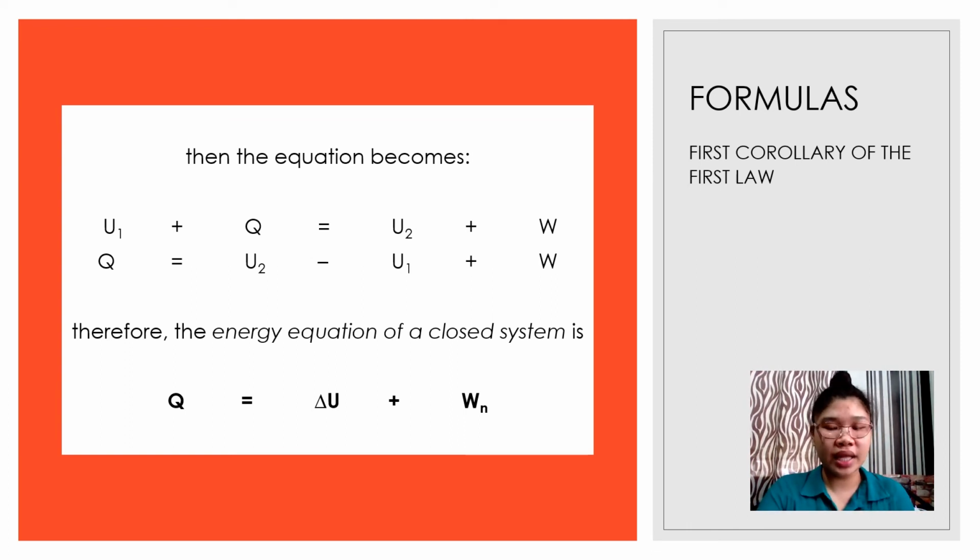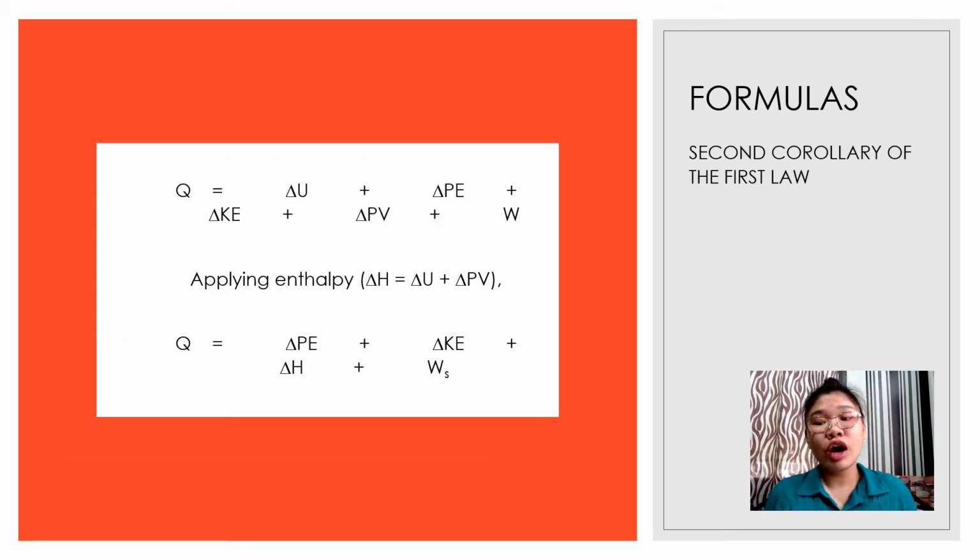So that is our final formula for the first corollary of the first law. Take note of that for a closed system. Of course, we have the application of the conservation of energy, or the first law of thermodynamics, to a closed system. Here we have the application to an open system. That is what we refer to as the second corollary of the first law of thermodynamics.